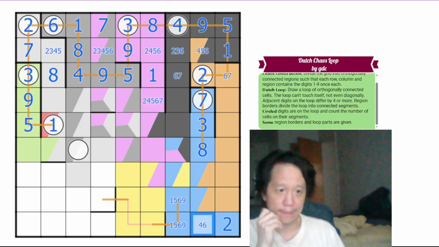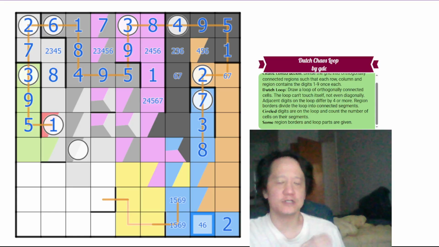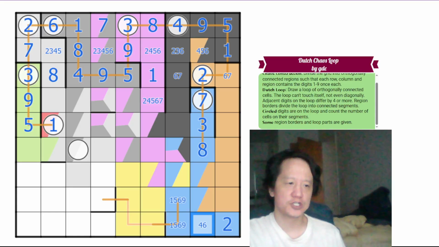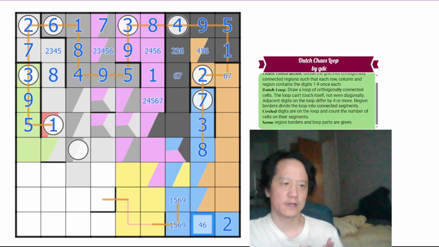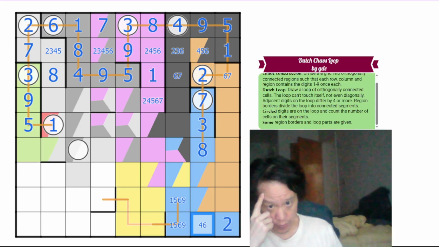Okay. So that means 1, 5, and 9 must be guaranteed to be on the loop. So it has to have 1, 5, and 9. So the 5 is between... well, it doesn't have to be. And we have 1 out of 4 or 6 on the loop.